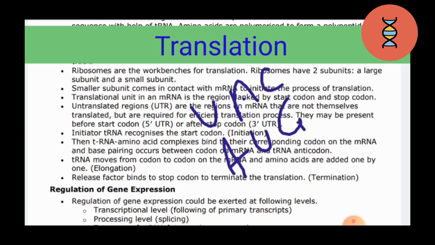Now coming to the next step, that is elongation. What happens during this stage? One by one tRNA comes and attaches with mRNA, according to the complementarity, and keeps on adding amino acids one by one and forms the growing polypeptide chain, right?